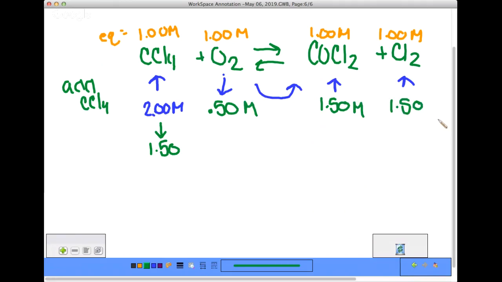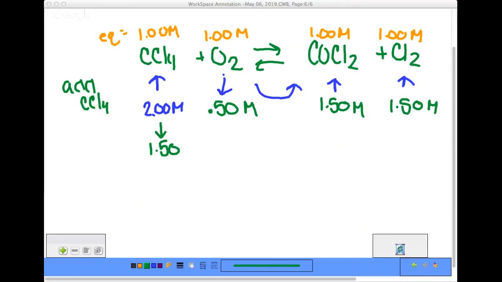So notice that I kind of shift the relative amounts of carbon tetrachloride and oxygen, but because I added 1 molar of this, to get back to equilibrium, this is still higher. This is still more than my original amount. This is now less. These two are more, and these two are more. So I still have more of this because it's not going to go totally back to the 1 molar. Only some of it's going to get used up.